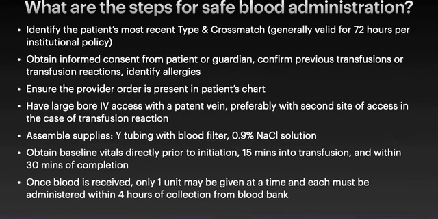What are the steps for safe blood administration? First, you should identify your patient's most recent type and cross match. At most facilities, this is valid for 72 hours. You should obtain informed consent from your patient or their guardian, confirm if they've had a transfusion in the past, and if so, if they've had a reaction, and identify any allergies. You should ensure the provider order is present in the patient's chart.